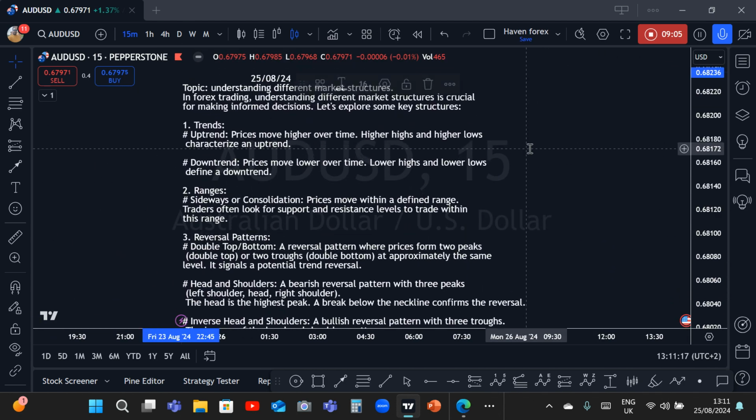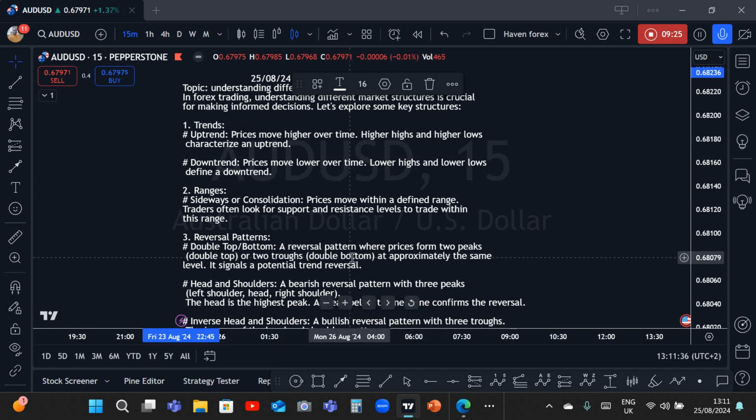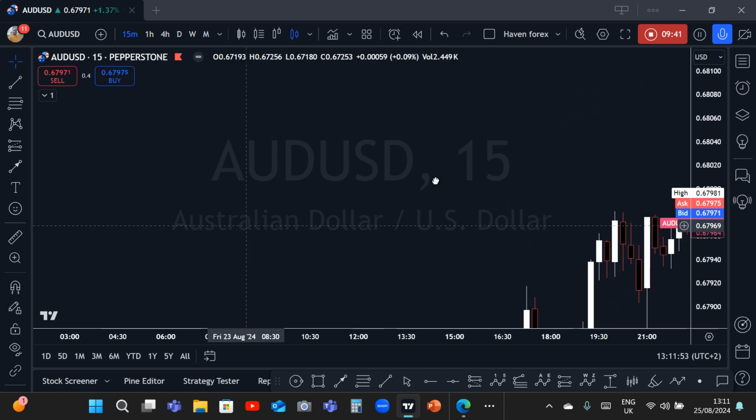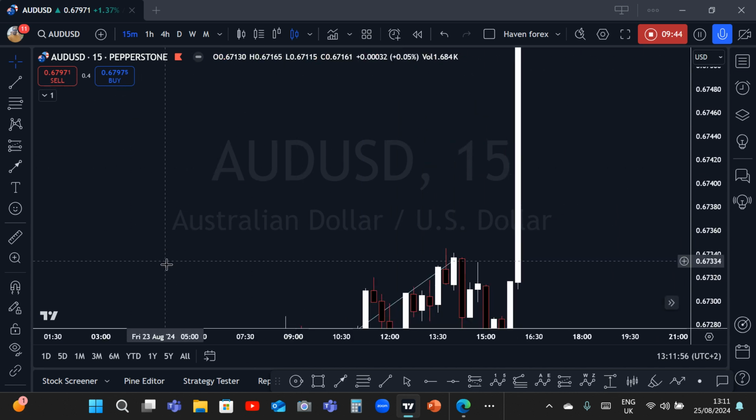All right, we have the trend. From the trend we have an uptrend. An uptrend is when price moves higher over time. We say uptrend when price moves higher over time, within a period of time, when there is an increase in price. Now, what are the characteristics of an uptrend? We have the higher highs and the higher lows. That is the character of an uptrend.